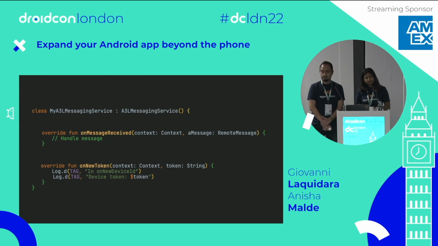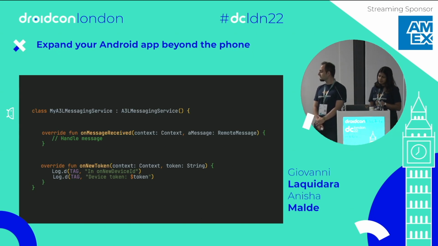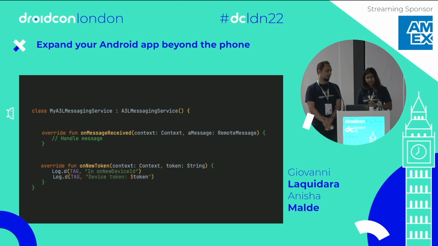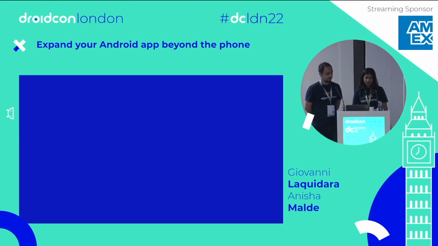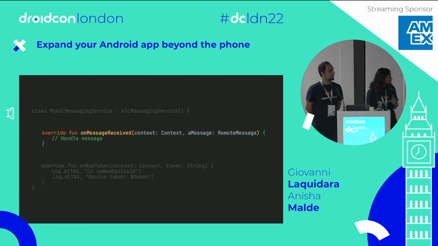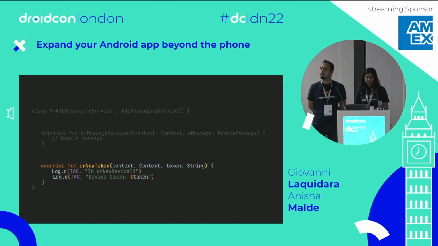So when you're implementing the A3L SDK, the first step is to extend the A3L messaging service class, which is part of that A3L messaging SDK. This is what allows your app to receive messages. Then you'll need to overwrite two methods. The first method is onMessageReceived, called when a message is delivered to your app instance. The second is onNewToken, called when a device ID for the app instance is ready. And you'll probably need to log or keep this for testing purposes, which we'll see in a second.